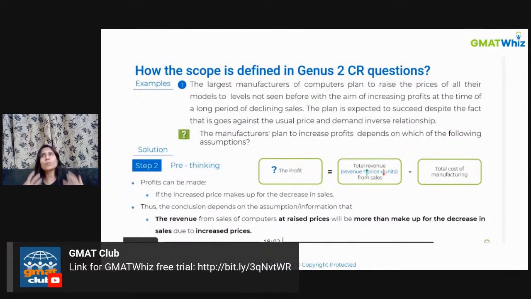Now, one misconception students have when solving a bold-faced question is: okay, I have to identify the role of the bold-face, so let me concentrate on understanding the role of the bold-face only.